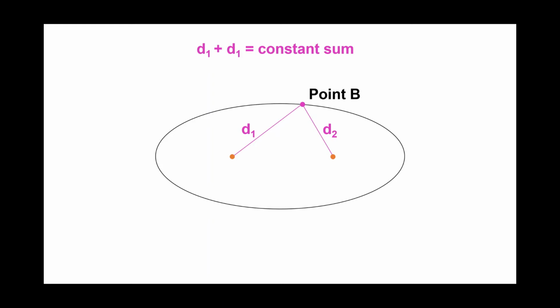And I've got a point on the ellipse. We'll call that point B. Now the distance from one focus to that point, we'll call that D1. The distance from the other focus, that other orange dot, to the point on the ellipse, we'll call that D2. When I add those two distances up, I get what's called the constant sum. What that means is that if I take another point, we'll call this point C, and I do the same math, I take the distances and I add them, I'll get the same number. It's constant. That's why we call that the constant sum. And it's true for any point on the ellipse.